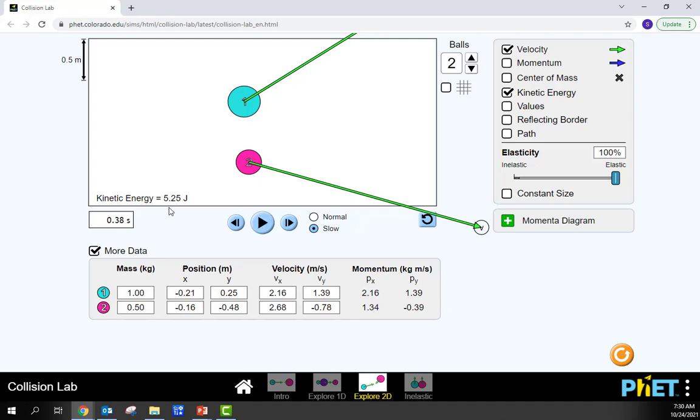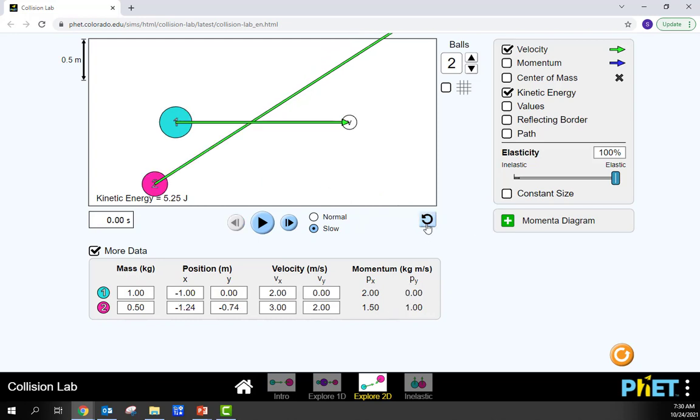After the collision, we see kinetic energy is still 5.25 joules, consistent with it being an elastic collision. If you add up the total x momenta, it still adds up to the same number. And the y is still 1. I believe this was 3.5, and it looks like it adds up to that. Yes, indeed it is.